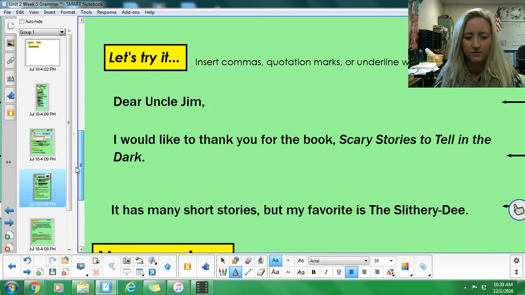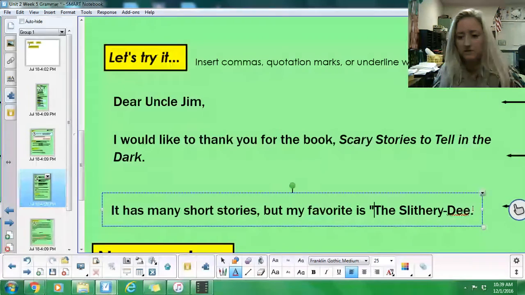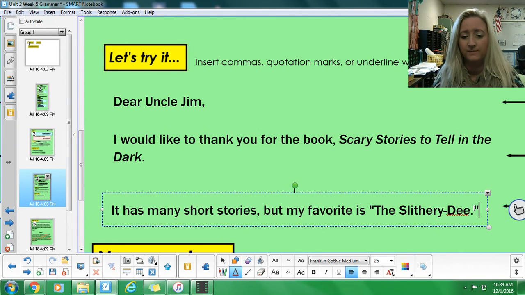And I try my last one. Now, we're talking about a whole book here. Inside the book, it has many short stories, but my favorite is the Slithery Dee. So the Slithery Dee is one thing inside my whole book. So that one is where I would have quotation marks because it's a shorter part of my entire book.